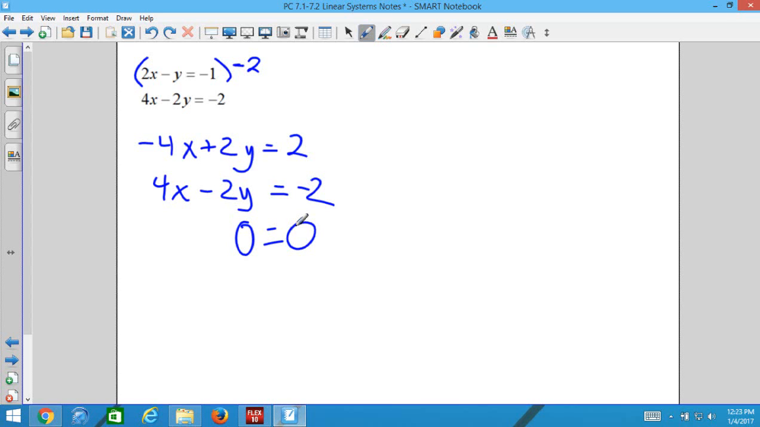So this happens when there are infinitely many solutions. Both of those are the exact same line. If I graph them, they're both the exact same line. In the notes, it says to write the answer one way. In your book, it shows the answer written a different way, so I'm just going to show you both ways.